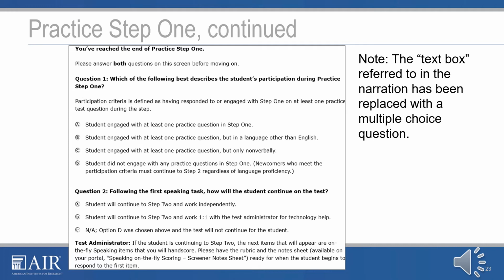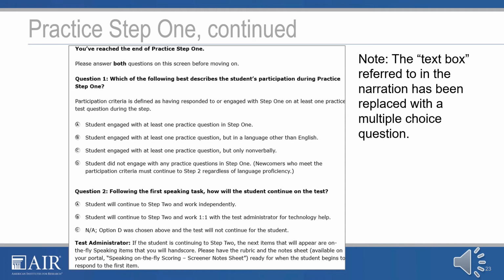Participation is defined as having responded to or engaged with at least one practice question during Step 1. If the TA chooses either option A, B, or C, the student will continue on to Step 2. The TA must also respond to the TA assistance question. If the student is able to work with the technology independently, type independently in the text box. If the student will need one-to-one assistance with the technology for the remainder of the test, type with TA assistance in the text box. Choosing option D ends the test for the student.